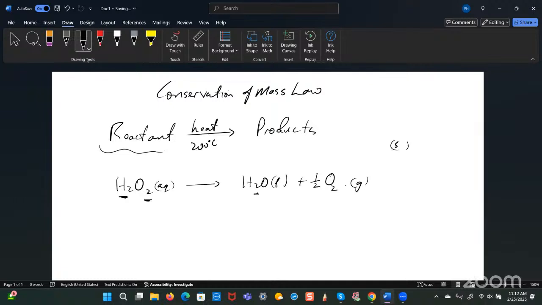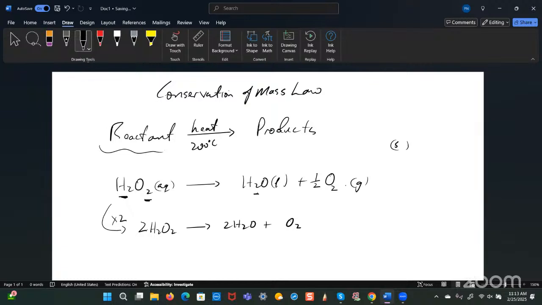However, this will not be the final answer, because what you have to ensure traditionally is that all the coefficients are integers, whole numbers, right? So how do we convert this half into an integer? We simply have to multiply all the coefficients in this equation by 2. If you multiply the entire equation by 2, you end up with 2H2O2 to give 2H2O plus O2, right? And that would be the final answer.